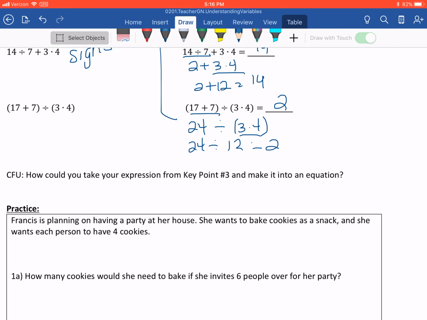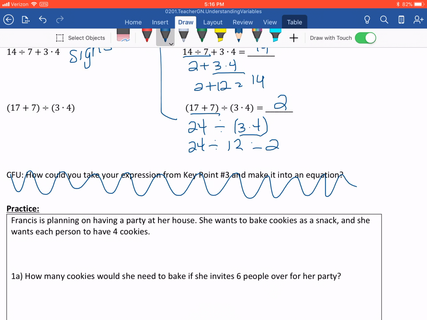All right, this next question, it's on your paper, but I think it's a little bit too advanced for what we're doing right now, so we're just going to skip over this. We'll do more equations later in the future. Now I just want to look at the practice.